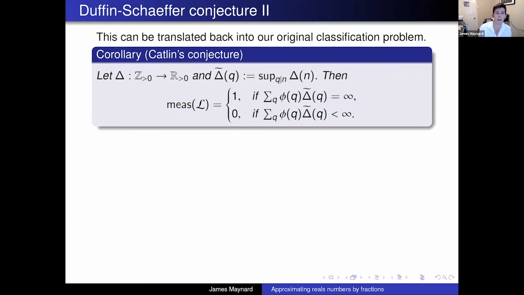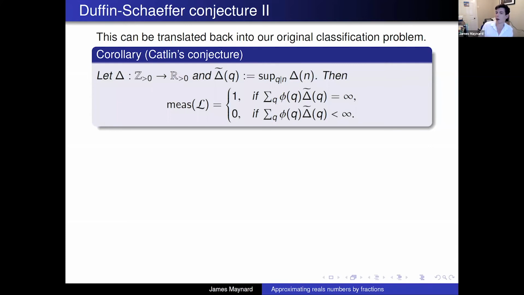So this extends Khintchine's theorem to a completely arbitrary function delta, but you need to have a little bit of arithmetic subtlety in it because you need to consider this function delta tilde, which is just an arithmetic transform of the original function delta. Delta tilde of q is the supremum of delta of n over all integers n which are a multiple of q. And up to that subtlety, this modified version allows you to have a simple criterion to tell when you'll get measure 0 and when you'll get measure 1.